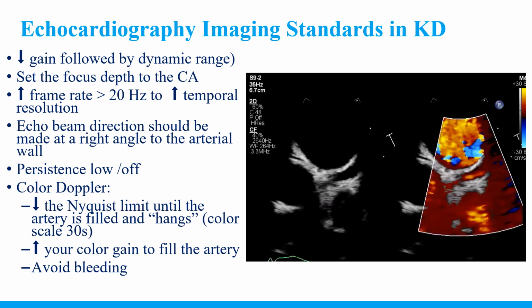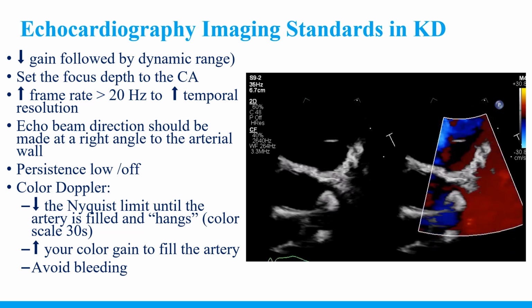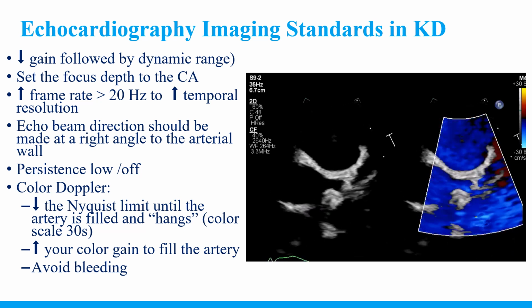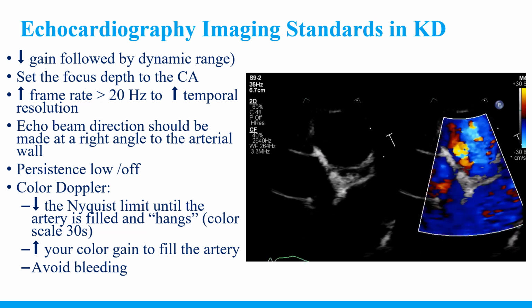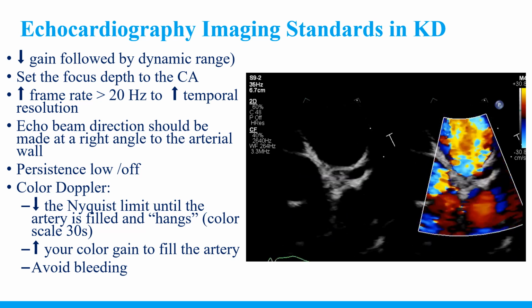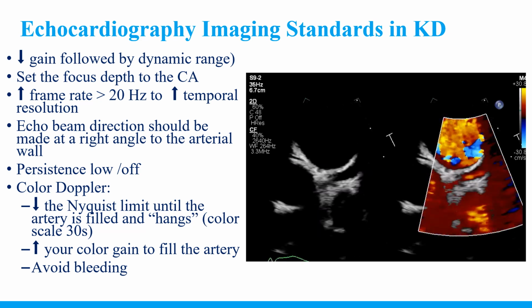When you use color Doppler, drop the Nyquist limit until you start filling the coronaries. Usually it's in the 30s. You don't want to go lower than that. You want the color to hang in there, but you don't want it to bleed. So you want to make sure that the color gain is increased to fill the artery, but not enough to cause bleeding of color outside the vessel.